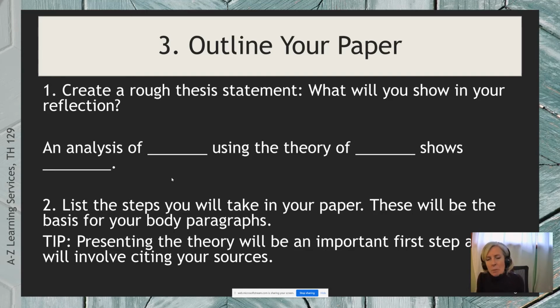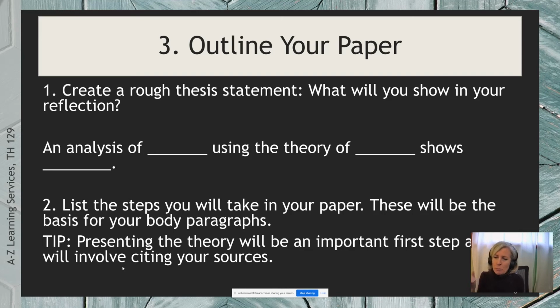I like to use this kind of thing: it's an analysis of, so that would be the film or a personal example or experience, using the theory of feminism by, maybe it's Jones 2003, like which feminism theory, who is the theorist? So that would be the name and author. Shows, and then the main thing that you want to show in your paper, which could have a lot of ideas in what you're going to show.